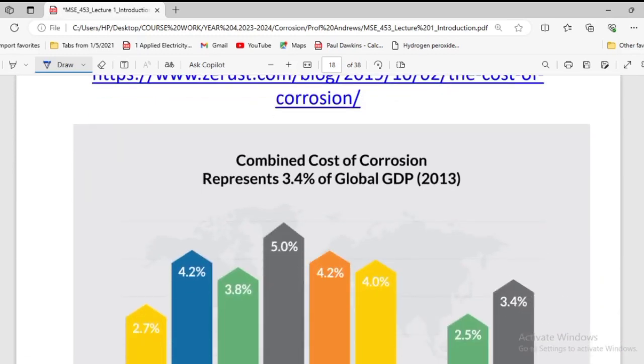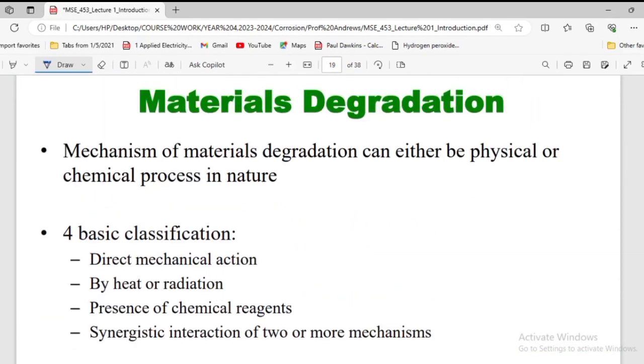Let's move on to material degradation. The mechanism of material degradation can either be a physical or chemical process. And there are four basic classifications, which is by direct mechanical actions, which can be stress, loading, how the stress is being loaded on the material. We have cyclic loading. We can get fatigue, corrosion, stress assisted corrosion, and the rest.